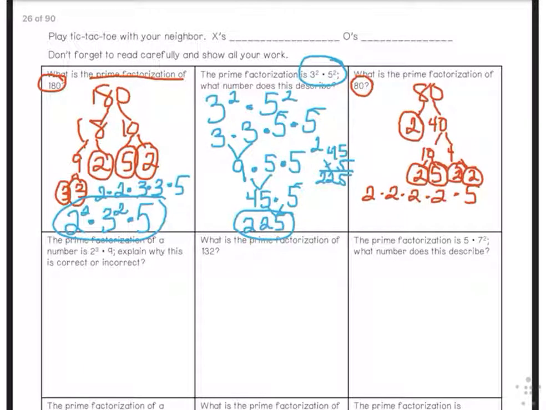Now I'm going to do the exponent form. So I see that I have multiple 2's. So my base is going to be 2. 2 times itself in this problem 4 times, and still include that 5. So your final answer should be 2 to the 4th power times 5.